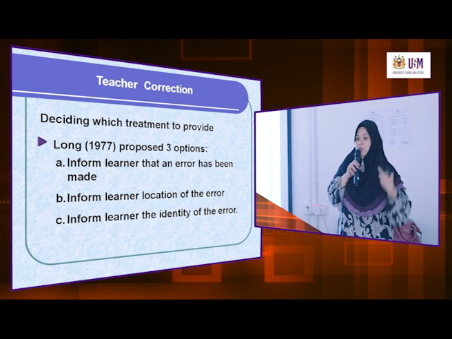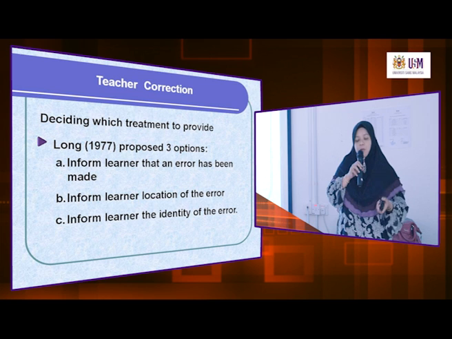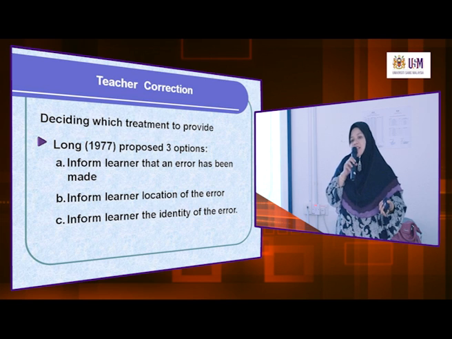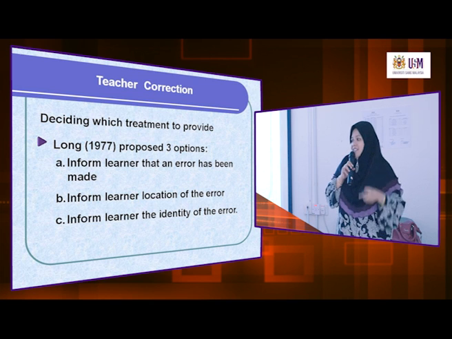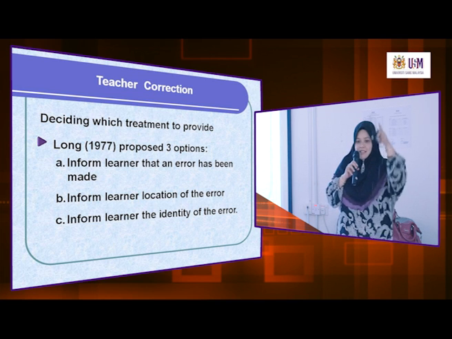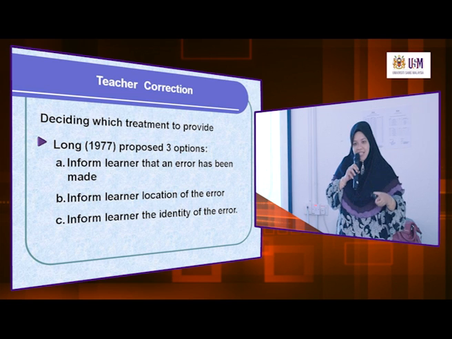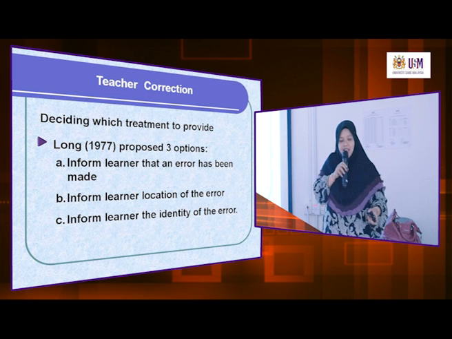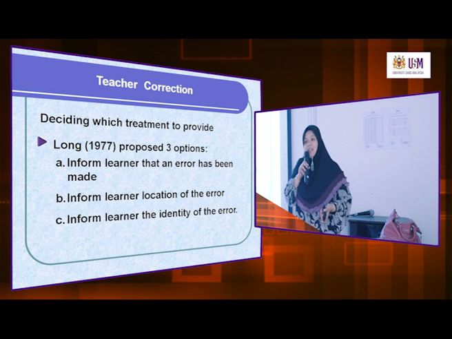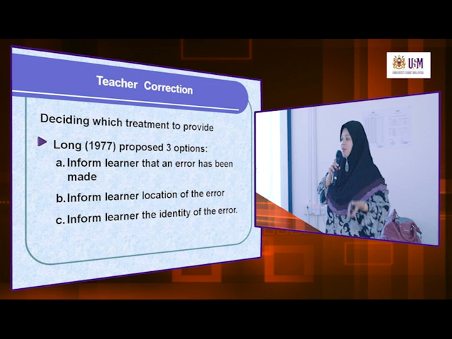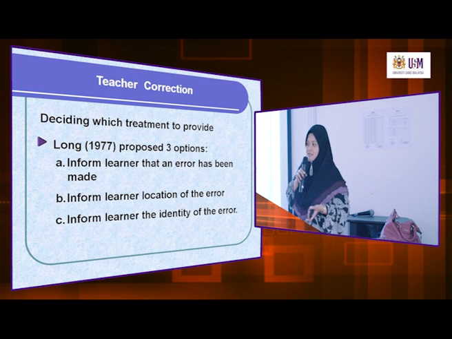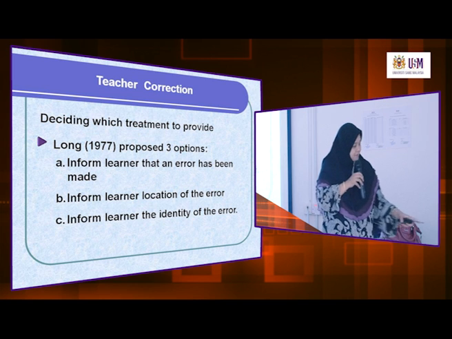So when you go back to your own school days, when you were doing your essays, when you got them back from the teachers, what did you find on your essay? Circles, stringy lines, inverted V's, isn't it? And then they close and open brackets. So those are the location of the error. Inform the learner of the identity of the error, meaning is it a verb error, word order, sentence structure, grammar error, okay?